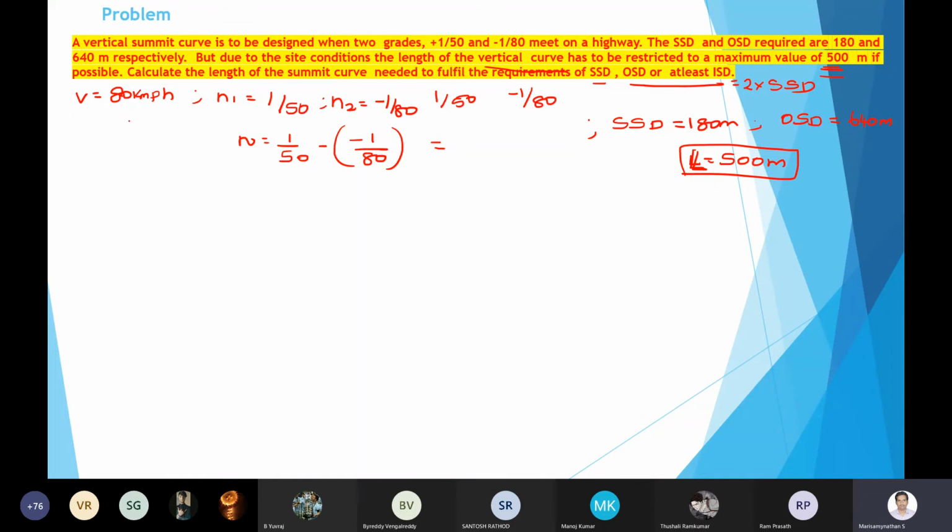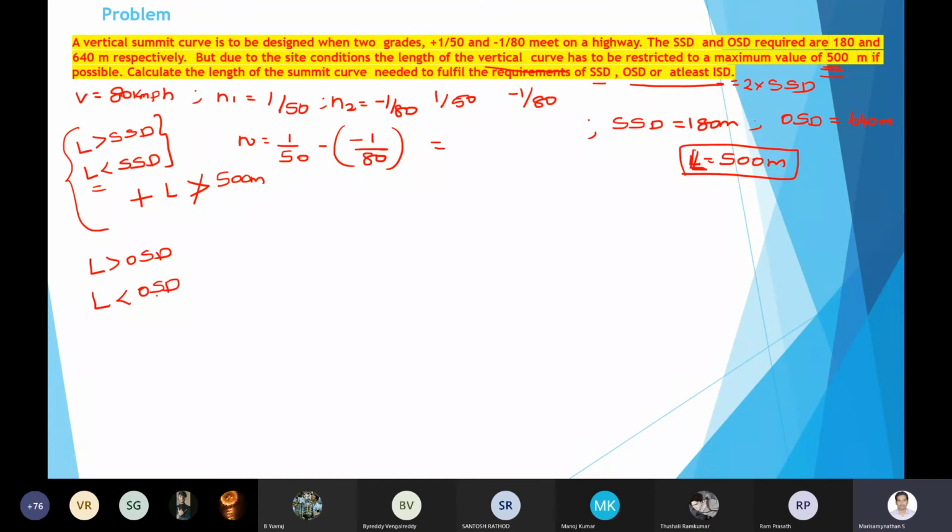So with respect to the SSD, we have to check the assumptions that length is greater than SSD and length is less than SSD. At the same time, the length should not be greater than 500 meter, so this criterion also we have to check. Similarly, you know the equations for overtaking: length greater than OSD, and length less than OSD. These two assumptions we have to check.